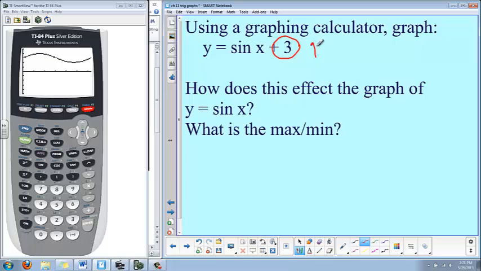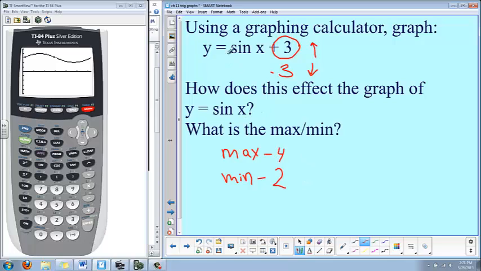So that number when you're adding on the outside after the sine of x, that actually shifts you up and down. So if this had been sine of x minus 3, you would have been shifted that whole thing down 3. Now, what is the maximum and what is the minimum? Well, let me see. I can see that the maximum is right there, and that is up 1, 2, 3, 4. So the max is at 4, and the minimum is at up 2.